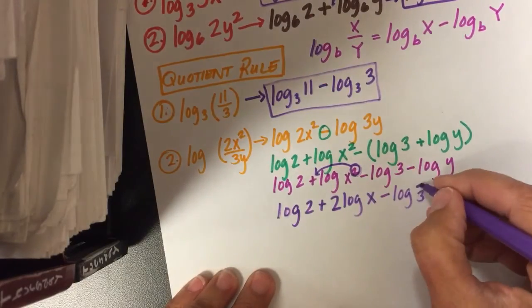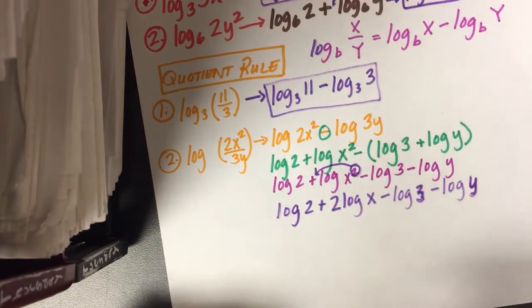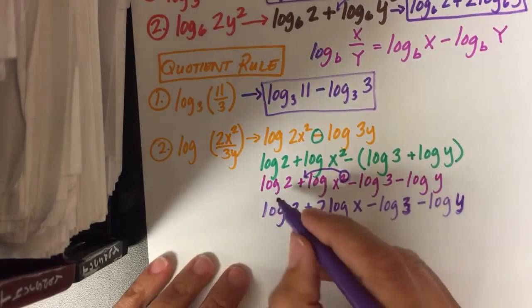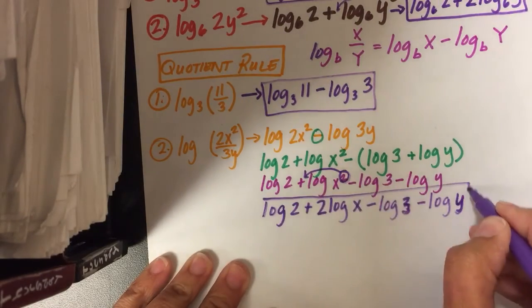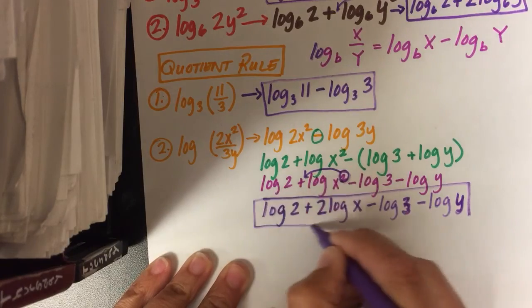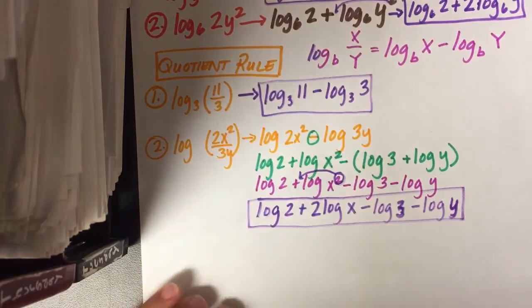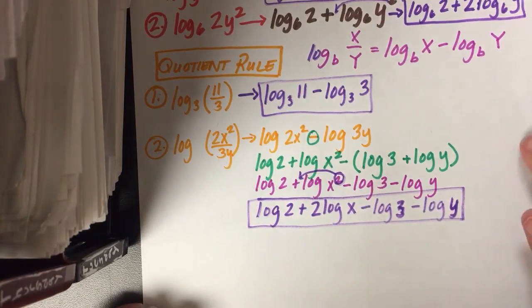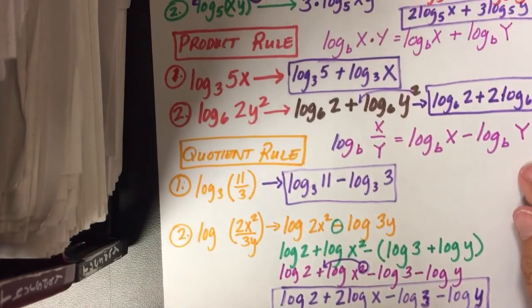And that should be a 3 up here. I apologize for writing it that way. Again, your base is assumed to be 10. So your base is 10. When there's no base written or indicated for a common log, the base is 10. So those are your 3 rules or your properties of logarithms.